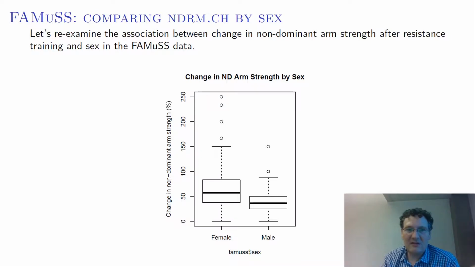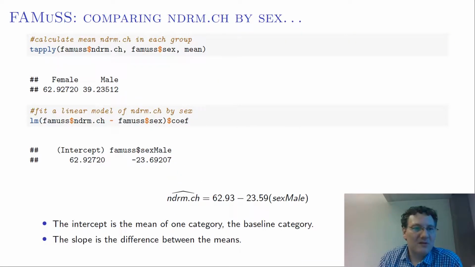Remember, we looked at this before: the non-dominant arm strength change after these exercises that both male and female participants encountered. Here we would be trying to predict a person's percentage change in arm strength based on whether they're male or female. So let's see.